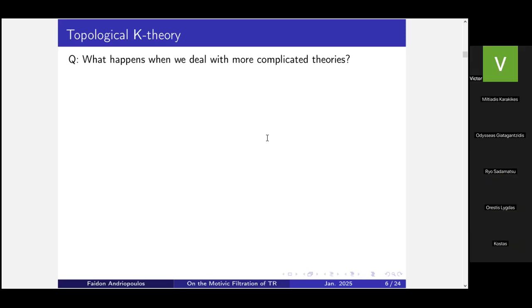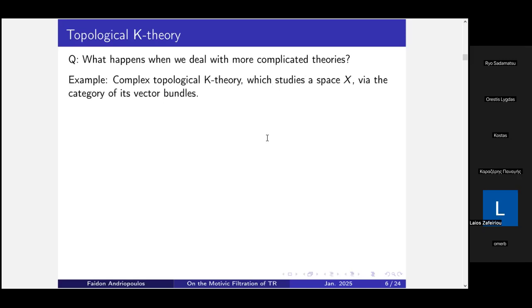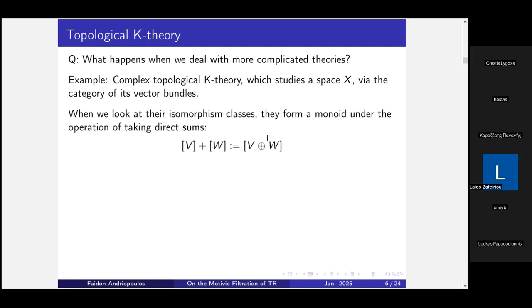Another question would be, what happens when we deal with, say, more complicated theories? Such a more complicated theory is complex topological K-theory, which instead of looking at, say, cycles or differential forms on a manifold, studies the category of its vector bundles. So what is topological K-theory? How do we build it? Well, we start with vector bundles and look at their isomorphism classes.